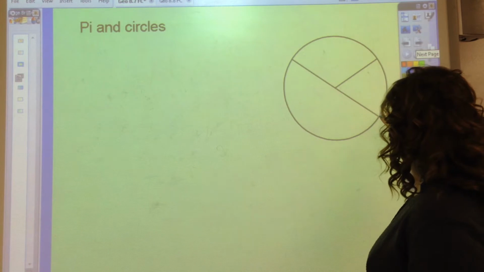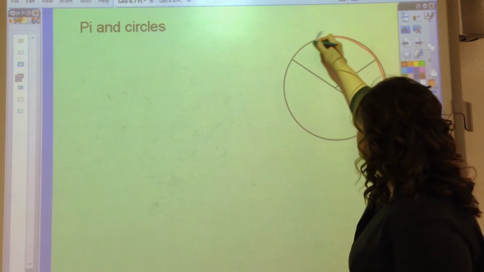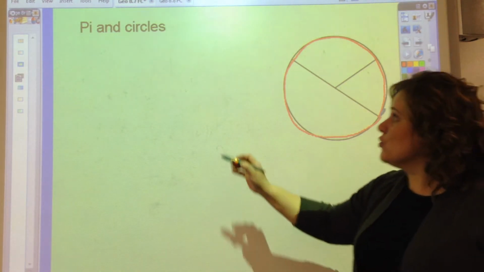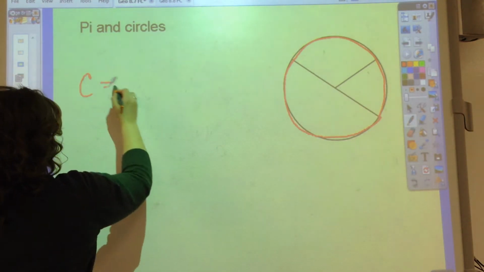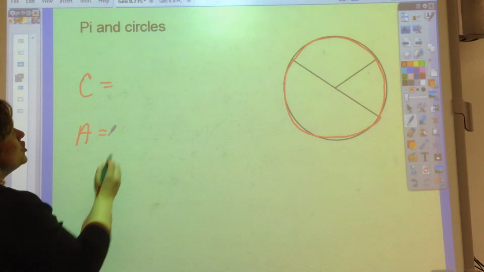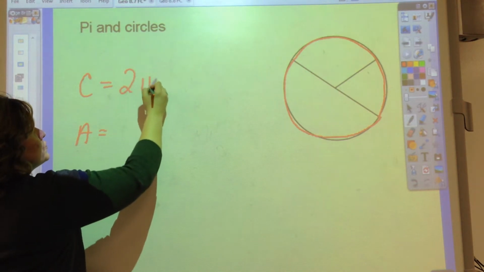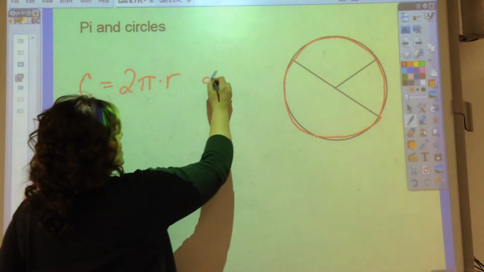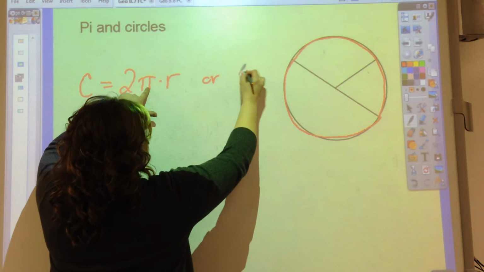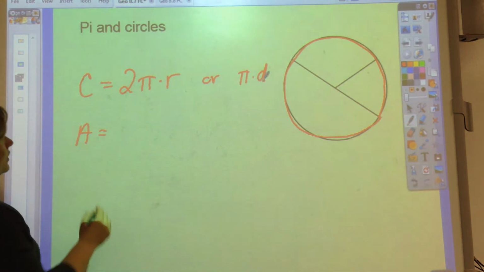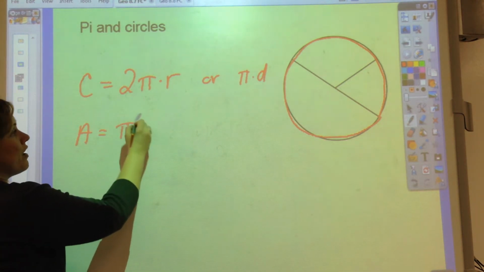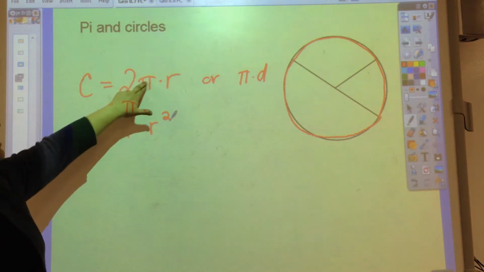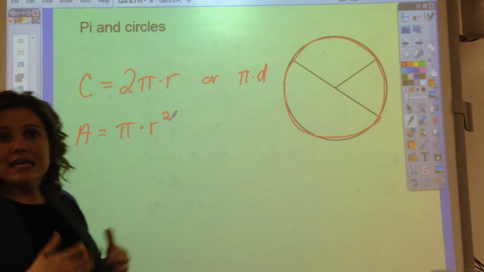Pi in your circle is a ratio between the diameter and the circumference of your circle, and we're going to use it for both your circumference formula and your area formula. Circumference is 2 times pi times r, your radius, or you can view that as pi times the diameter, either one. Your area is going to be pi times r squared. If we want an exact solution, simply leave pi and don't approximate it in your calculator.